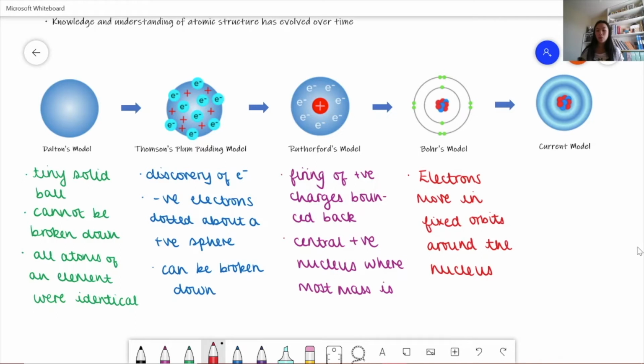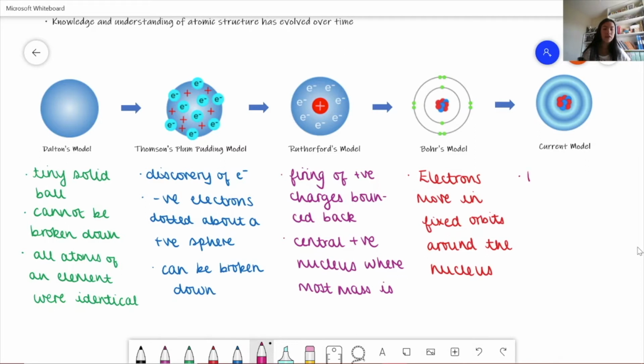After Bohr, scientists then discovered that the nucleus was made up of two types of subatomic particles, protons and neutrons. As a result of these discoveries, we now know that atoms can be broken down into smaller particles, so protons, neutrons, and electrons. Atoms of an element have identical numbers of protons and electrons, but can have different numbers of neutrons. And atoms of different elements have different numbers of protons and electrons.